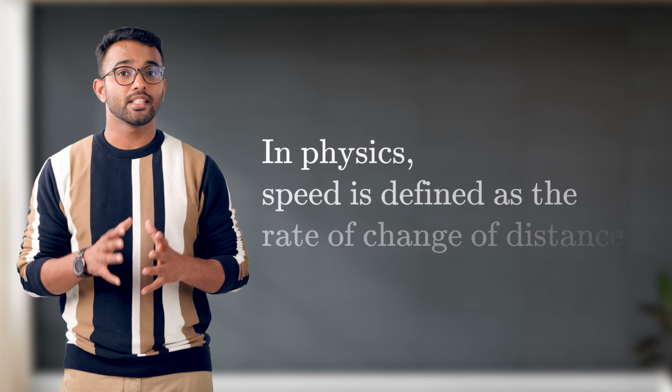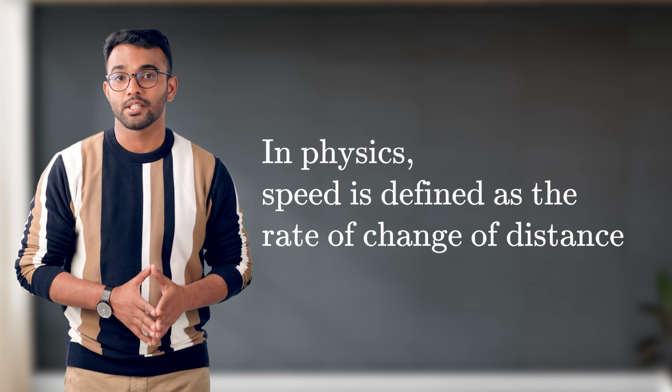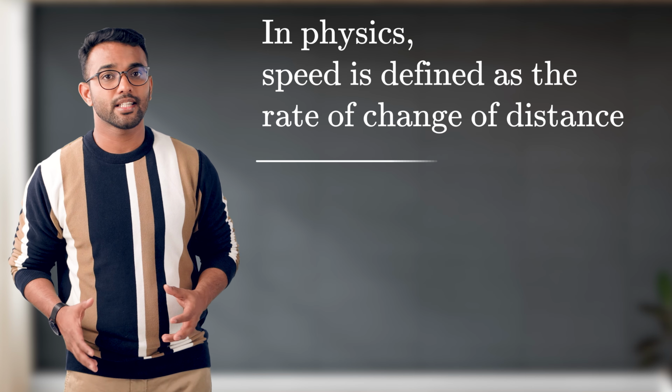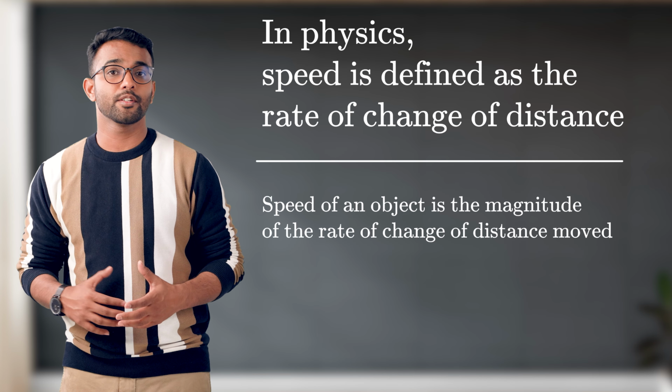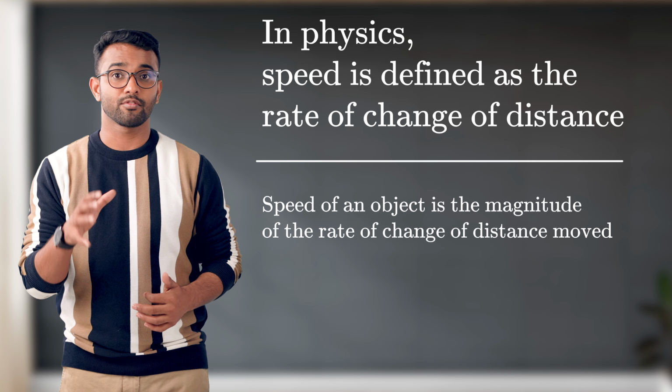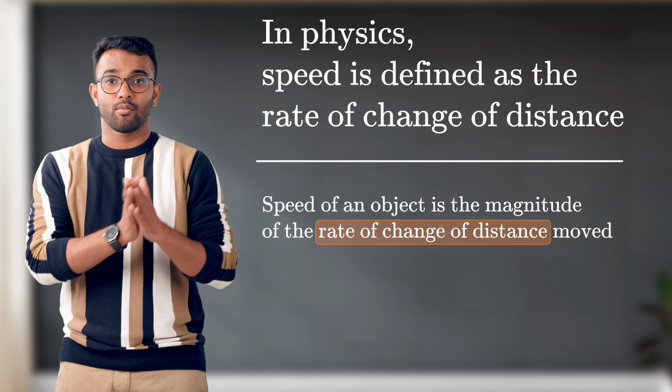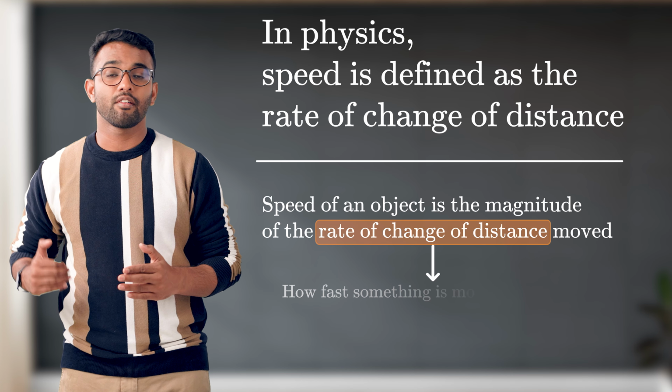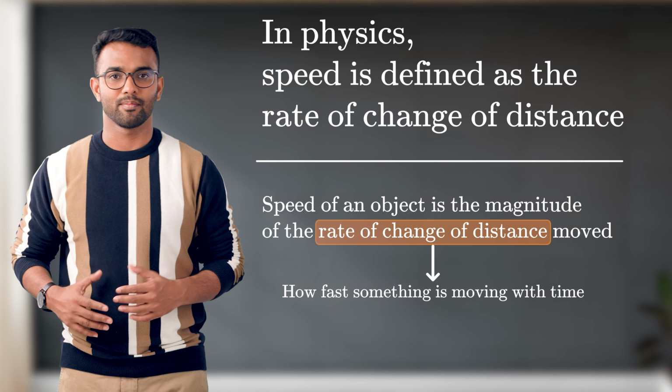In physics, speed is defined as the rate of change of distance. In everyday use and in kinematics, the speed of an object is the magnitude of the rate of change of distance moved. The rate of change of distance means how fast something is moving with time.